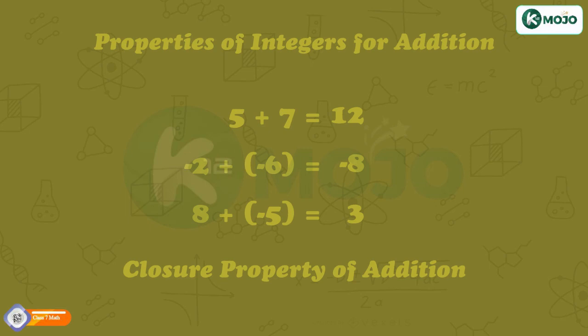Using distributive law over addition. 55 into, within brackets, -22 plus 55 into, within brackets, -78 is equal to 55 into, within brackets, -22 plus -78 is equal to 55 into -100 is equal to -5,500.